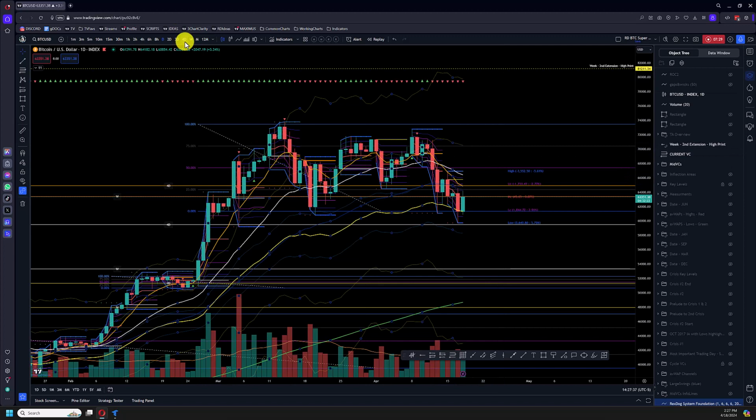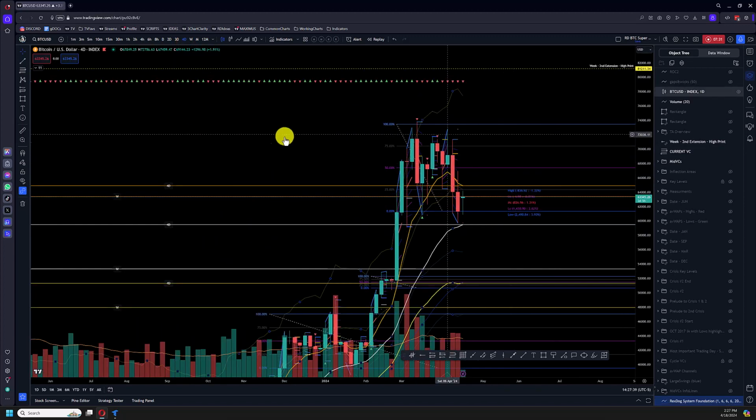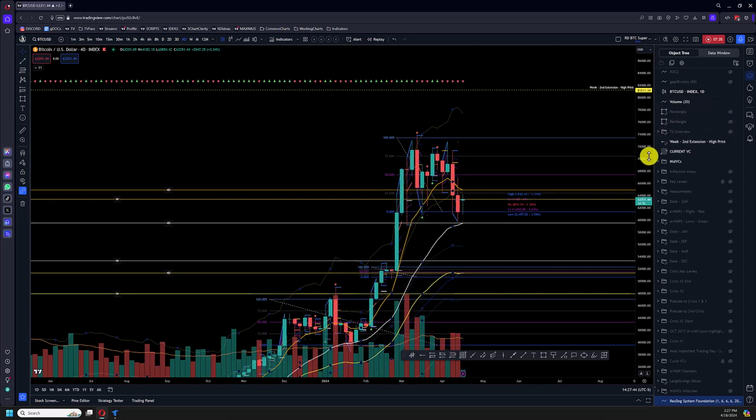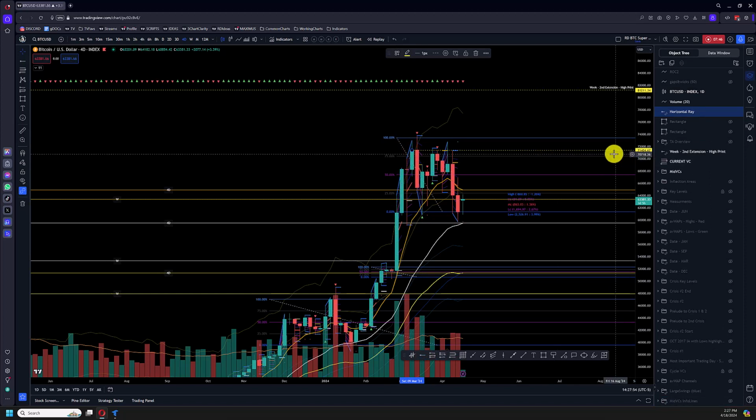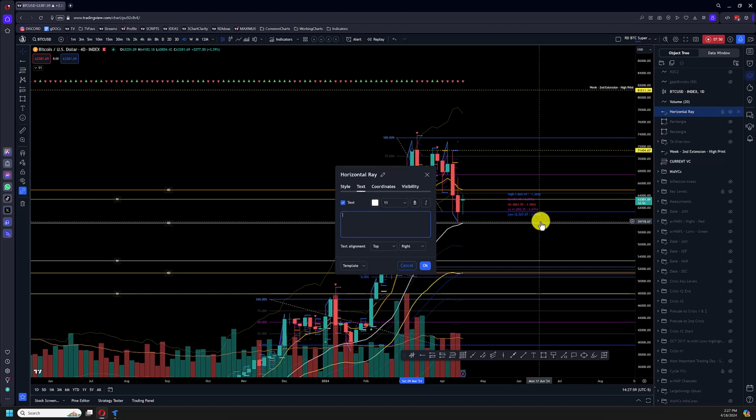And it should be obvious, what are our key levels to the upside? The number one key level on whether or not it's going to actually hit this weekly second extension here to the upside is real simple. It's right here. Using our favorite time frame, we're going to name this the 4-day immediate key level.